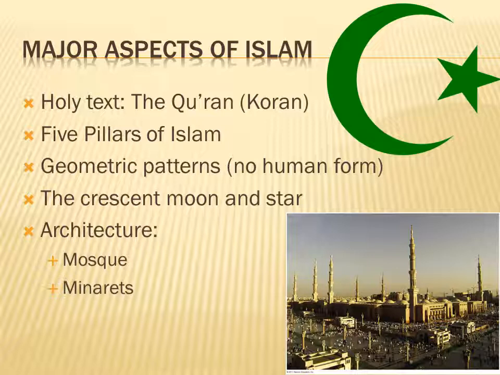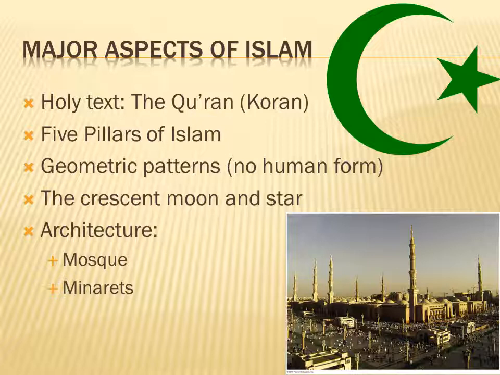As far as architecture is concerned, the mosque is the holy building where people will gather. It's also a community gathering place. So a mosque typically is going to be set up near the center of a city. It's going to be easily accessible. And then another really important element of Islamic architecture, you can see it in the image there, are minarets. These are towers that were historically used to call people to prayer. During those 5 times of daily prayer, someone would go up into the minaret and call people to prayer.